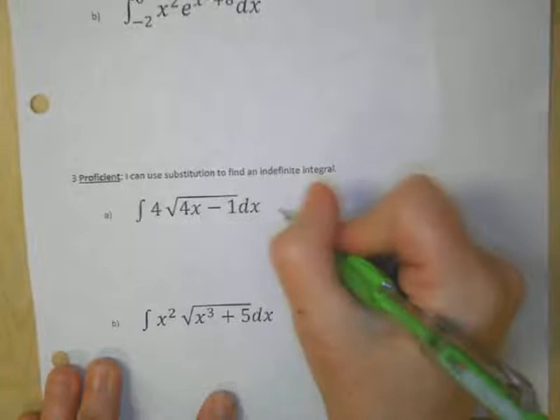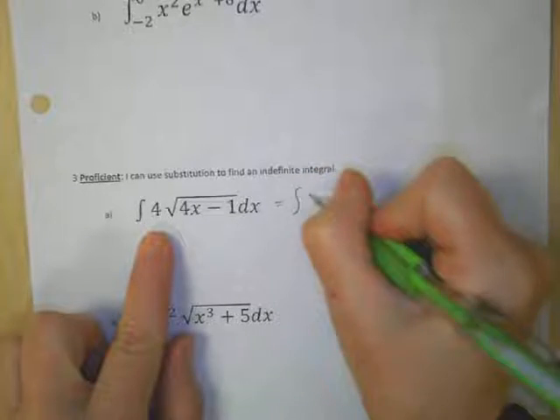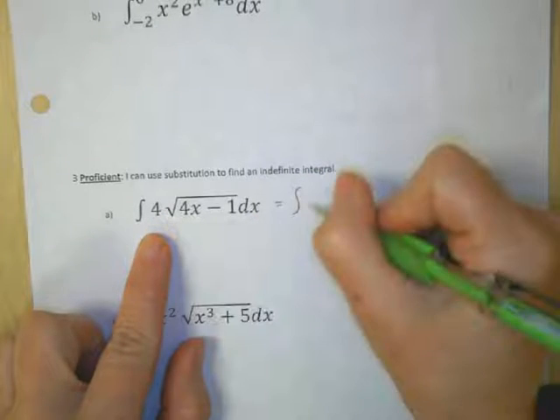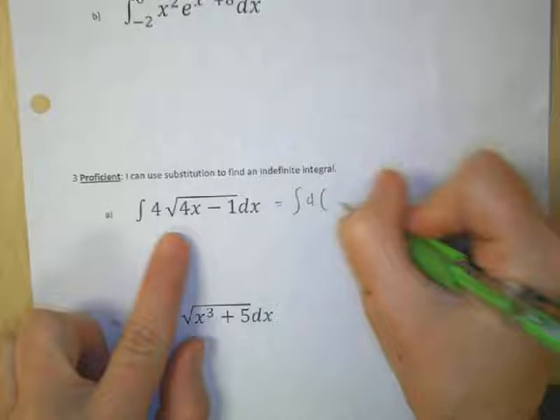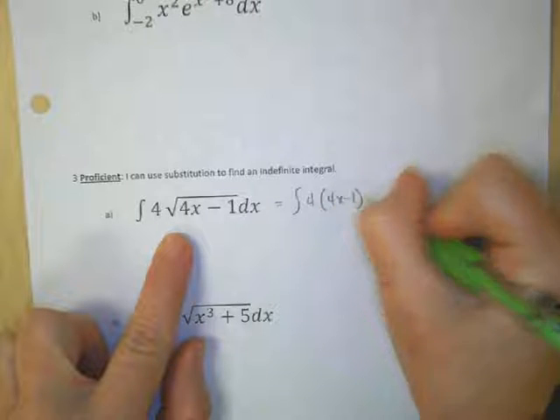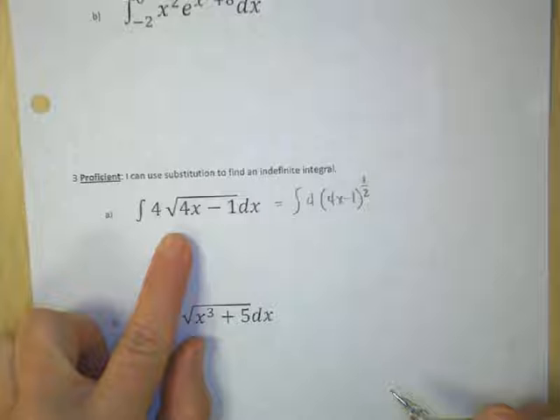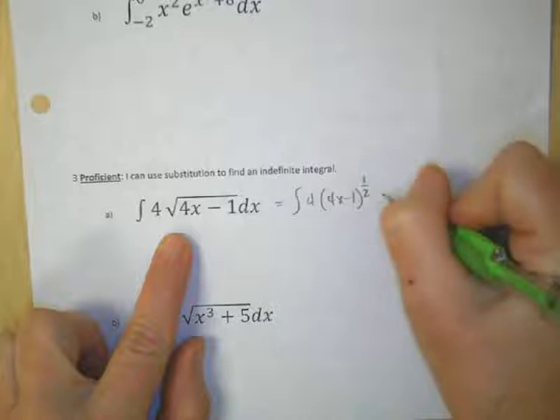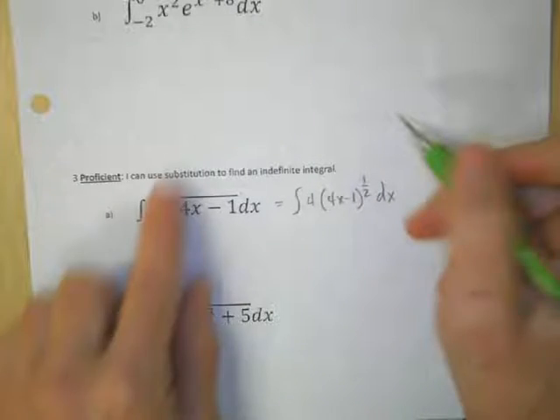All right, so I'm going to rewrite this. 4, and then parentheses, 4x minus 1 to the 1/2. Okay, a square root is a 1/2. And then I have my dx. I've already given you a hint. We're going to be using substitution.